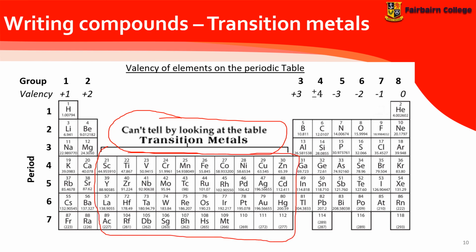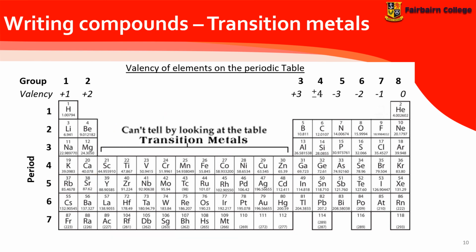Okay, and you might have been thinking to yourself, but what if I get an element from this block? What do I do? Because there's no valency given for that. Well, the reason there's no valency is because it has variable valency, meaning its valency changes depending on what it binds with. So this might seem very daunting, and how do we work with that?